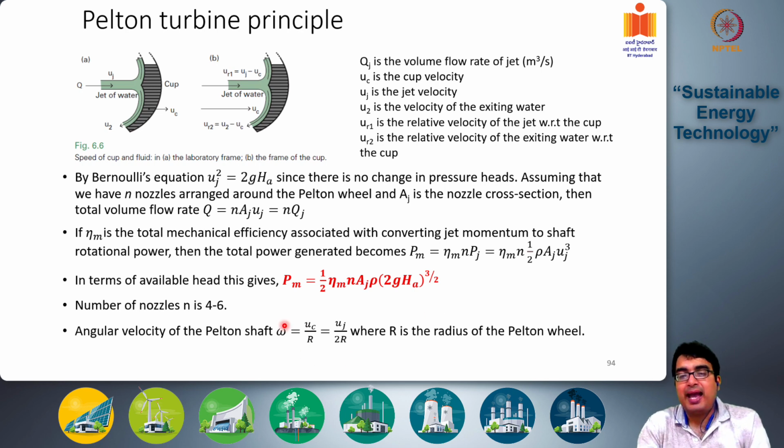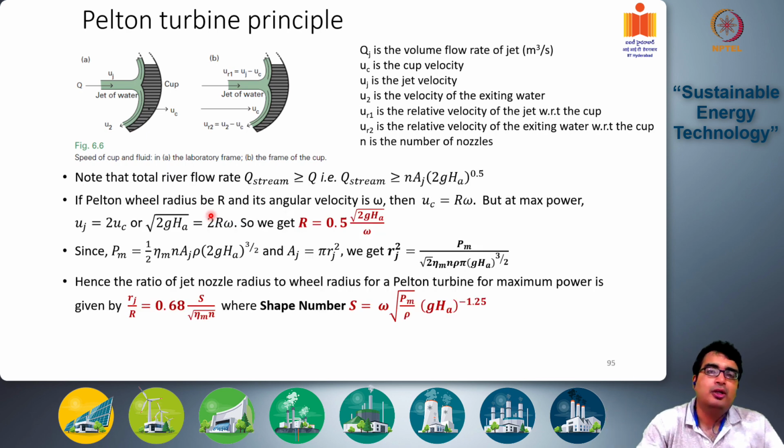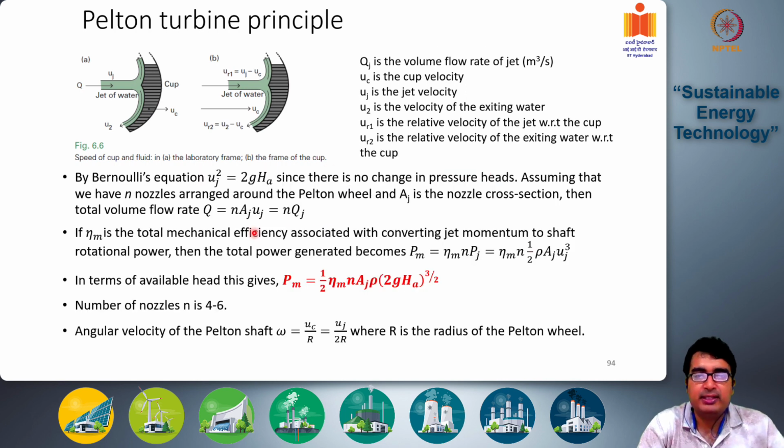Here note that the angular velocity of a Pelton wheel is basically the radial velocity Uc divided by the radius of the wheel r, or if you put Uj by 2 instead of Uc under the ideal conditions, it becomes Uj by 2r. Note here, the total volume flow rate through the penstock will be either less than or equal to the total volume flow rate of the river. Either the entire volume of the river is going through the penstock or a part of it. So the Q of the stream will be greater than this total Q that we evaluated here, which equals n into Aj into (2gHa) to the power 0.5, as we have discussed here.